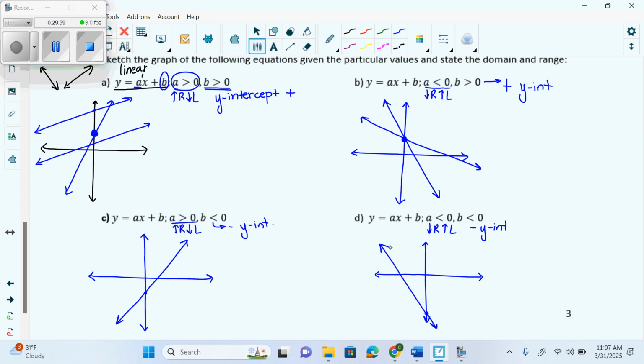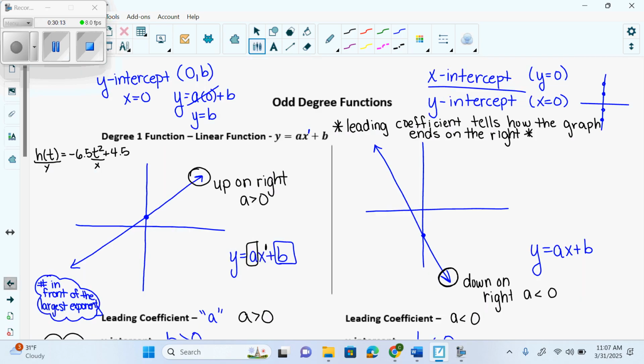There we go. What? Even more of a rebel. Watch this. Also would work. Still down on right, up on left. So you can have varying levels. Okay. Go back.